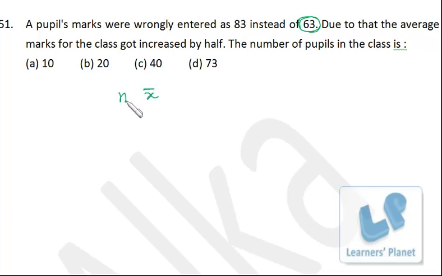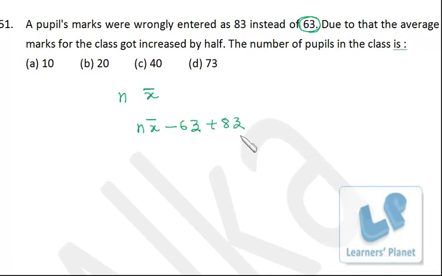So the total will be what? Number of students into average. So the total marks are n x bar. Now this is the total marks. From that we deduct 63, because instead of 63, 83 has been written. So from the total, if we deduct 63, these are the marks excluding the student, plus 83.